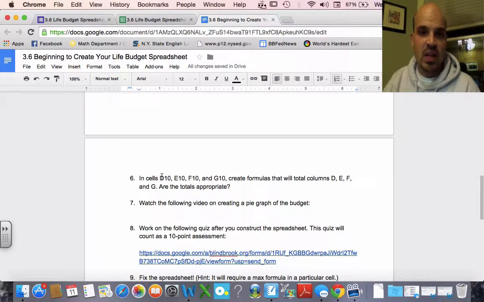Then in cells D10, E10, F10, and G10, you're going to be creating formulas that will total the columns up, and then you're asked, are these columns appropriate?